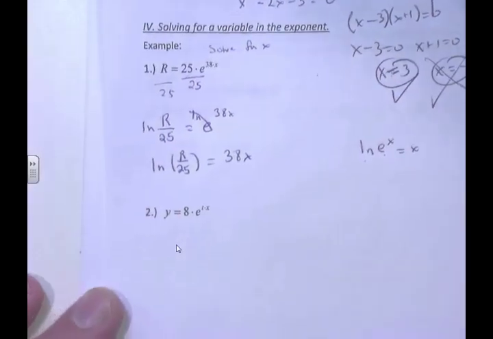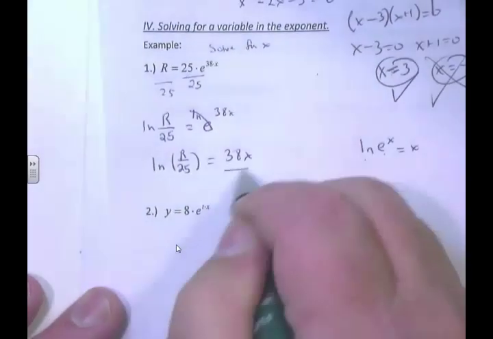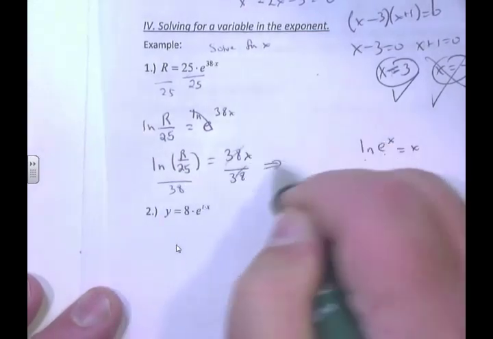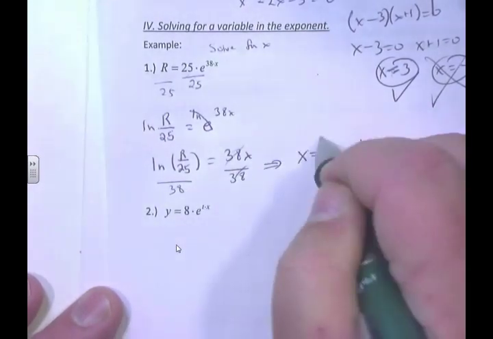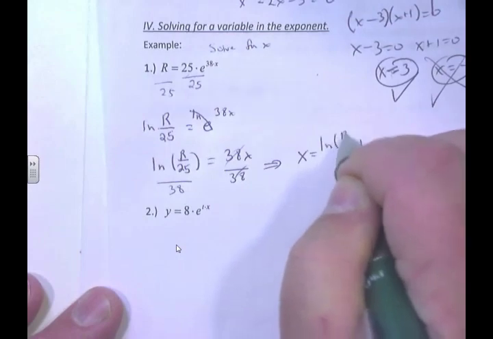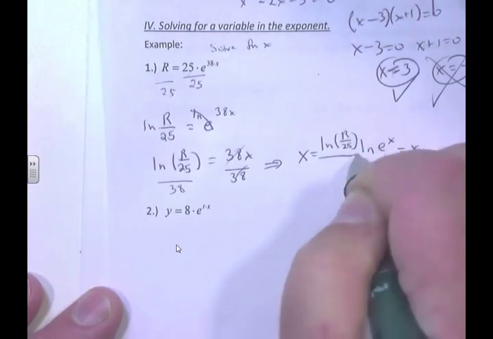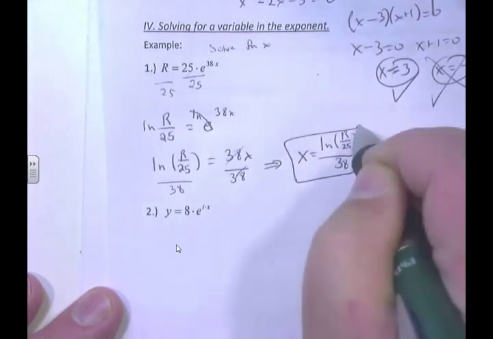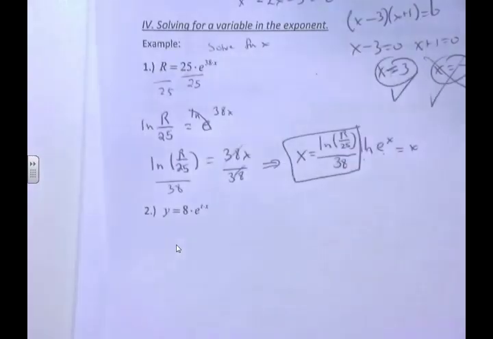Now, how would you solve for x? What would you do? Divide by 38. I didn't say these answers are going to look pretty, but this is traditional manipulating of math formulas, so they're not going to look pretty, but they are formulas to solve for the variable that you want. So there you go. I get the natural log of r divided by 25, divided by 38. That is my solution. Does that make sense?